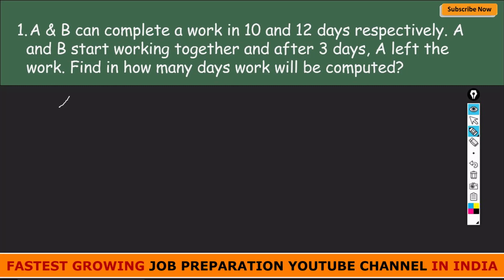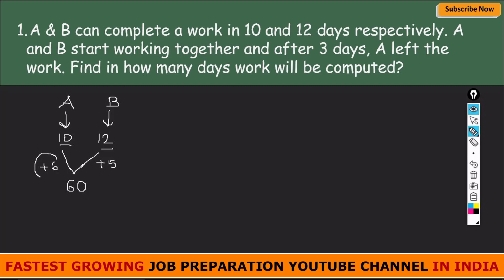So easily here I'll write A and B. A takes how many days? 10 days. And B takes 12 days. Let us take out the LCM of it. LCM of 10 and 12 will be 60. Now divide 60 by 10, we'll get 6 here. Divide 60 by 12, we'll get 5.